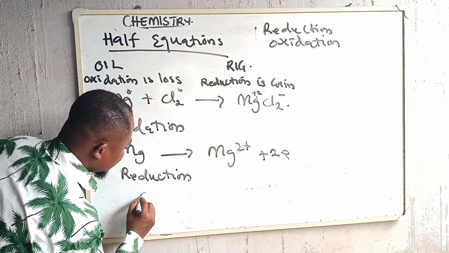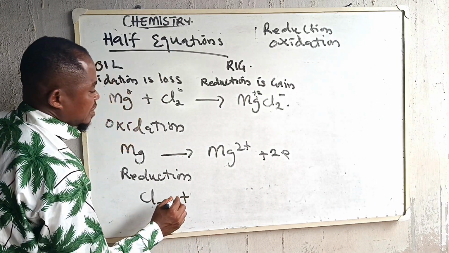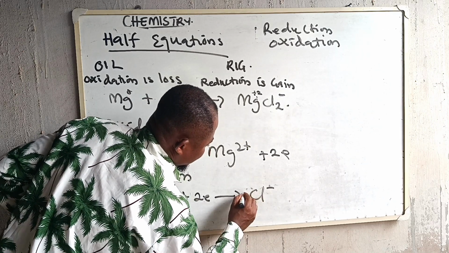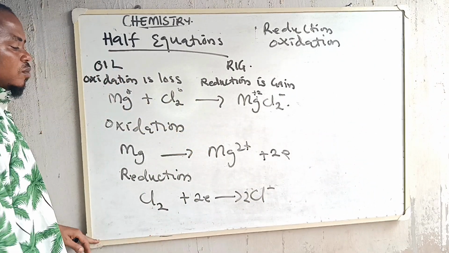So that is what? Reduction. So we're going to have Cl2 accept 2 electrons to become Cl-. The 2 electrons because there are 2 atoms of what? Chlorine here.